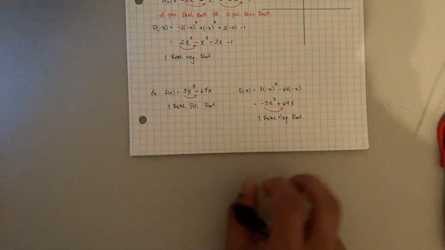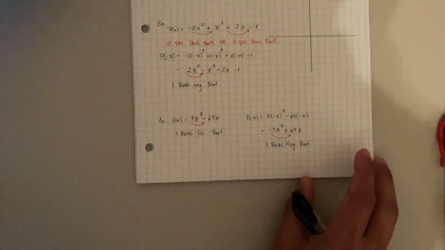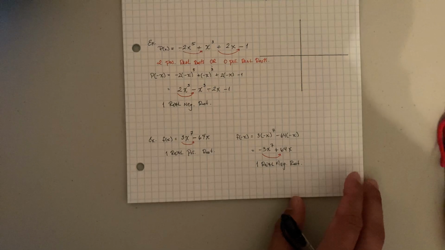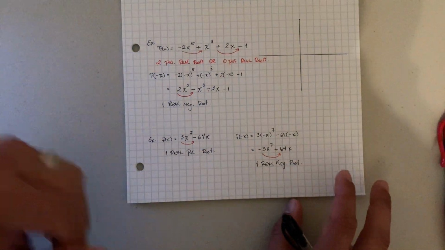So that's how you do René Descartes' rule of signs, and that's how you find the number of roots or graph the number of roots that they give you.